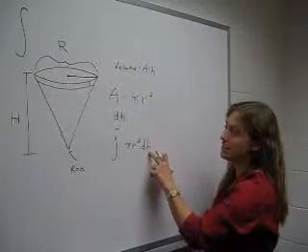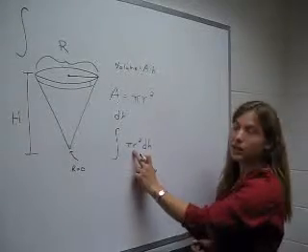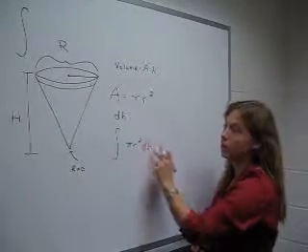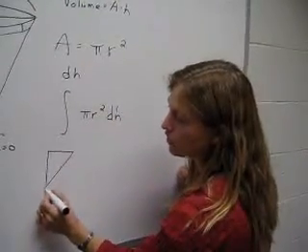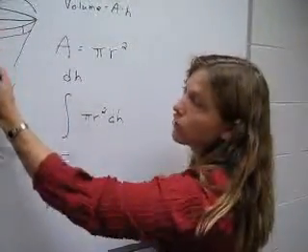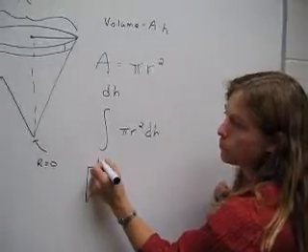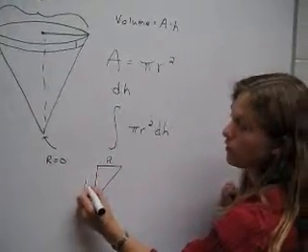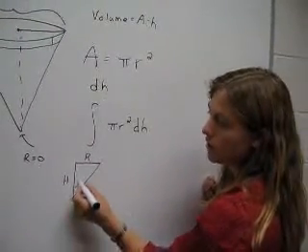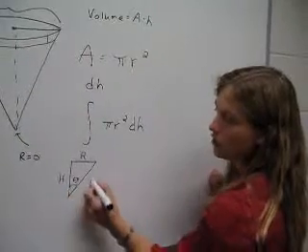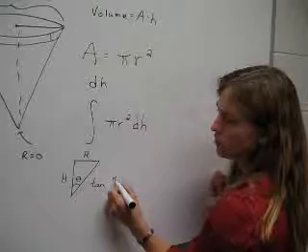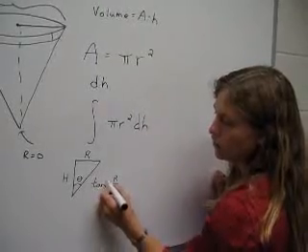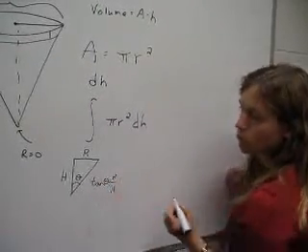You notice this is dh and this is r. So what I need to do next is write r in terms of h. Now the cone can be drawn as a triangle if we just draw the line down the middle of it. So here we have r and h, and this is an angle theta. We know that the tangent is the opposite over the adjacent, so that would be r over h. Tan theta equals r over h.